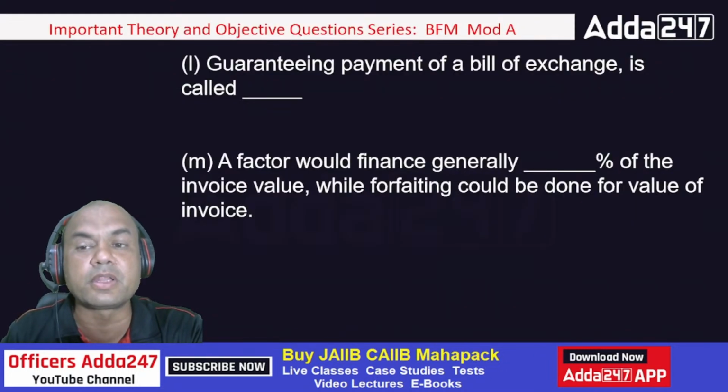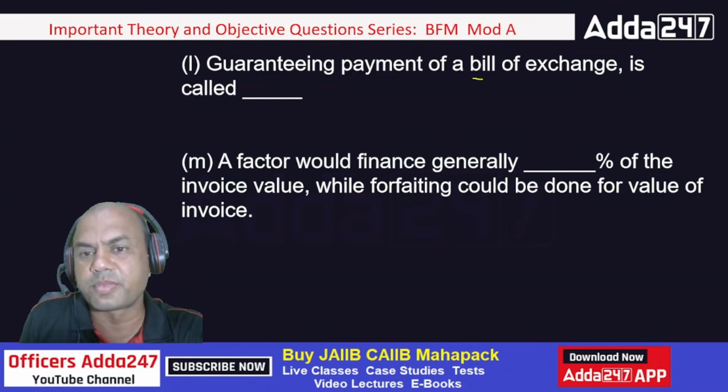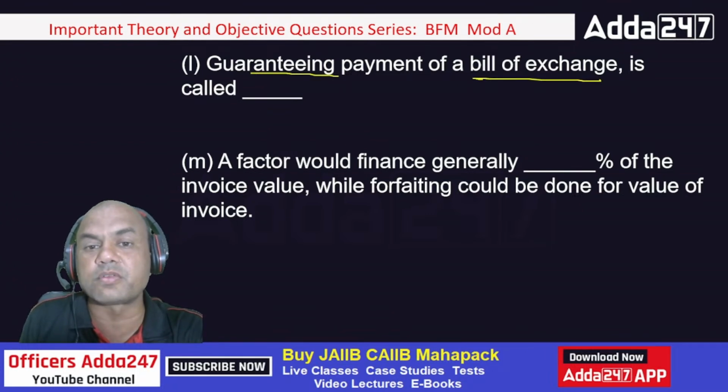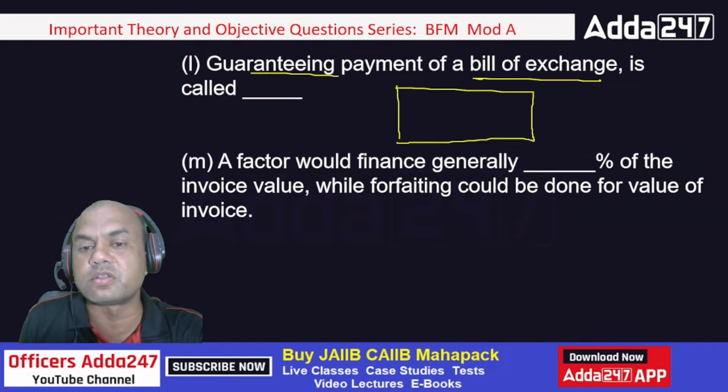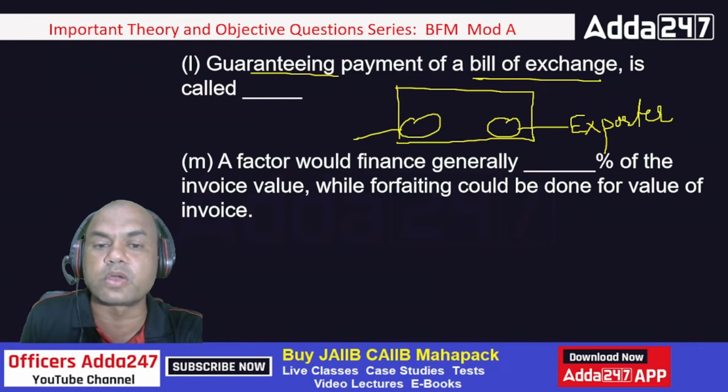Guaranteeing the payment of bill of exchange is called as. Now what is this? Bill of exchange. See here, bill of exchange is always drawn by the drawer, exporter generally. This is the exporter or drawer. It is drawn on whom? The importer, who is known as the drawee.